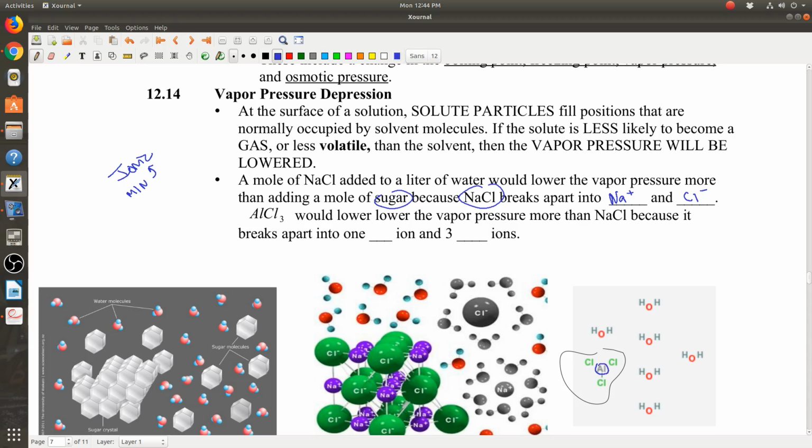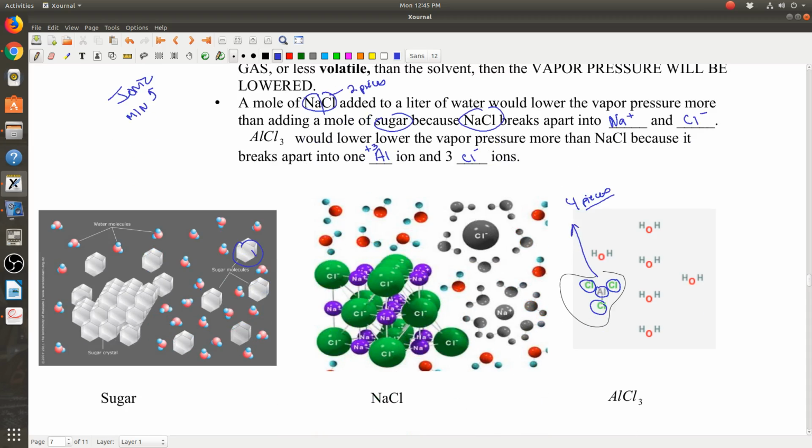Now notice Al, and then there's 3 chlorines, would lower the vapor pressure more than sodium chloride because it breaks apart into 1 aluminum that has a +3 charge and 3 chlorine ions that have a -1 charge. So AlCl3, this molecule, breaks apart into 4 pieces. Sodium chloride breaks apart into 2 pieces, sodium and chlorine. But sugar doesn't break apart, so it's one. The sugar molecule stays as one unit. So the more pieces that you have, the lower the vapor pressure is going to be.